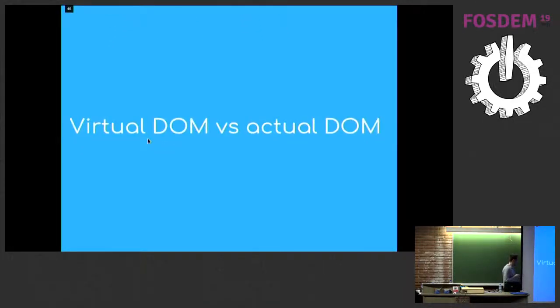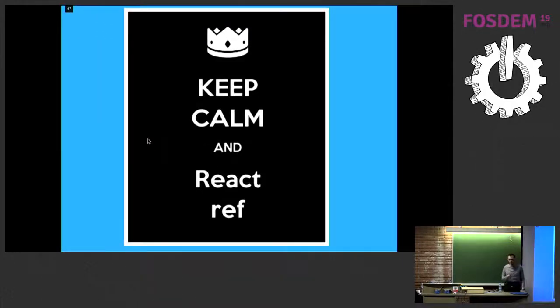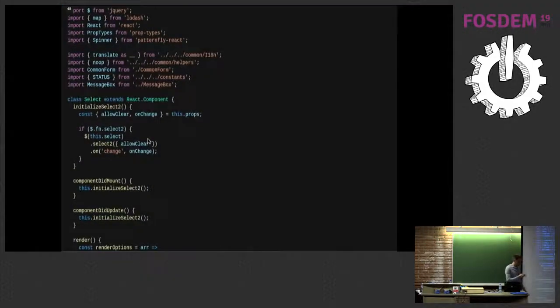So let's see first how it works. As I mentioned before, we have the virtual DOM and we have the actual DOM. React uses the virtual DOM, and we need some reference in order to reference the actual DOM. We need a pointer to point to the actual DOM. So lucky us, we have React Ref. React Ref is a really nice thing that React gives us. And as you can see here, this dot select is a reference to the actual DOM. So I can apply jQuery functions from a React component. So this is select, as you can see here. It's a wrapper for our select in our application.